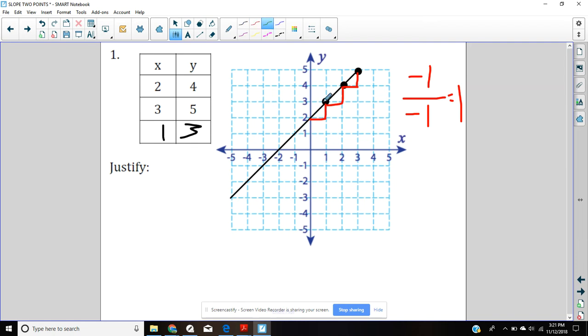You could also do it the other way, where you went up 1, right 1, up 1, right 1. When you go up 1, you're using a positive 1, and when you're going right 1, you're also using a positive 1, and you have the number 1 as well.